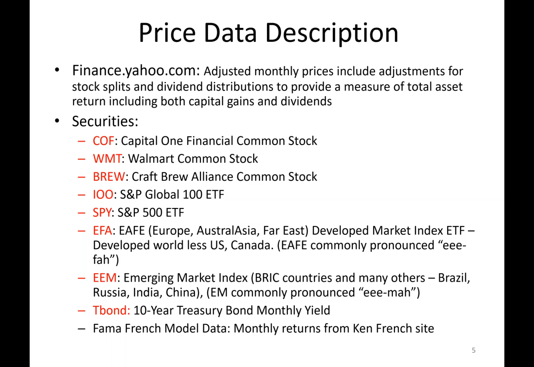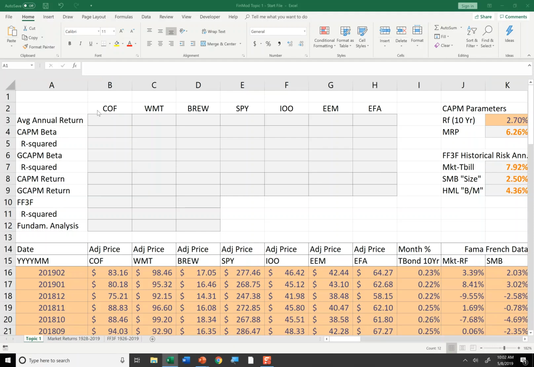Let's go to our spreadsheet and talk about the data. So here's our start file. Start file has dates here and monthly prices for Capital One, stock symbol COF, Walmart, stock symbol WMT, a brewing company, stock symbol Brew, SPY, which is an S&P 500 ETF, which basically tracks the 500 largest companies in the U.S., IOO, which is a global S&P index, so it's some of the biggest companies in the world. EEM is an ETF that tracks the emerging market index. EFA is an ETF that tracks the developed market index minus the U.S. and Canada.